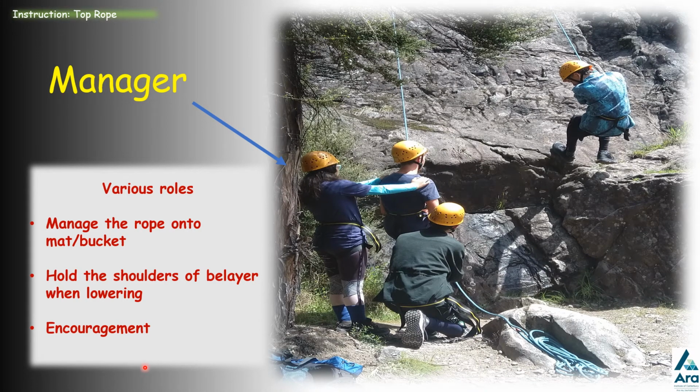So the minimum number of people is 3 for a beginner top rope session: the climber, belayer and backup belayer. Depending on your numbers, you might have a 4th person. To give them a role or something to do, the term manager is a good one. They're kind of an overseer and can take on various different roles. You can see in the image here, this person is holding the shoulders of the belayer when they're lowering someone down, providing extra support. They can help manage the rope, coil the rope neatly into a bucket or onto a mat, and provide encouragement. So different roles that they can take.